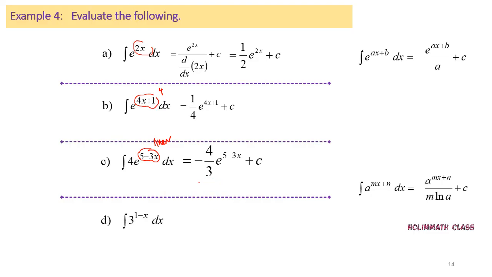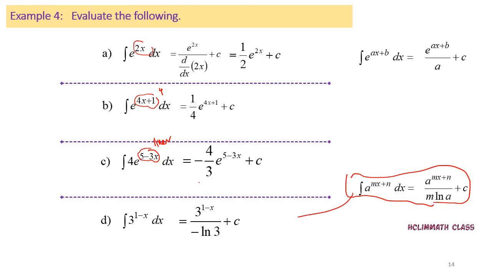Okay, so finally, the example is 3 to the power of 1 minus x. So this one we will have to use this formula. You just copy back your 3 to the power of 1 minus x, the differential of 1 minus x, you will get a minus 1, and ln 3 plus c. So this one basically, we use this formula. Okay?